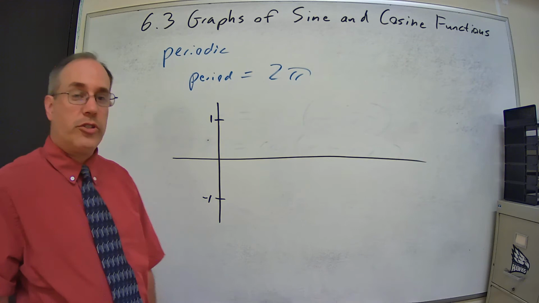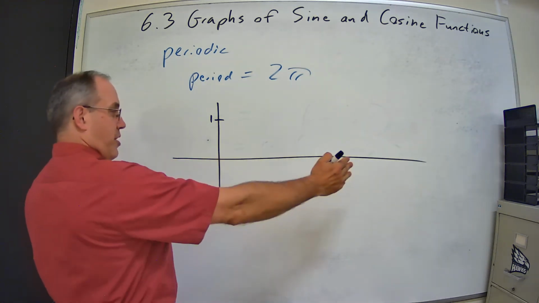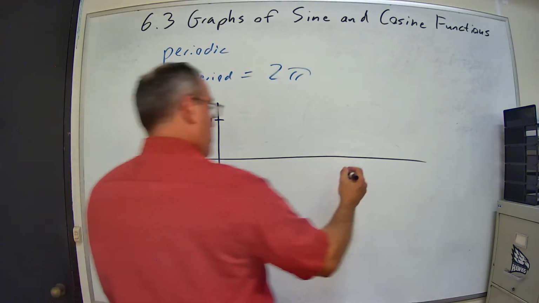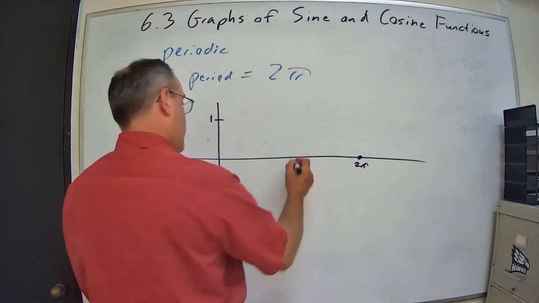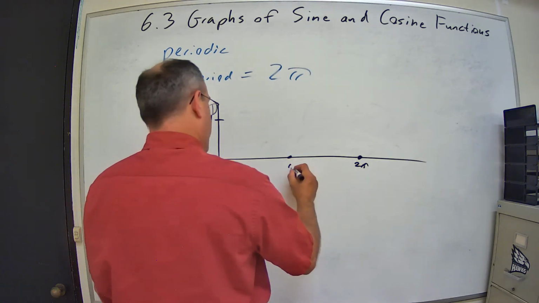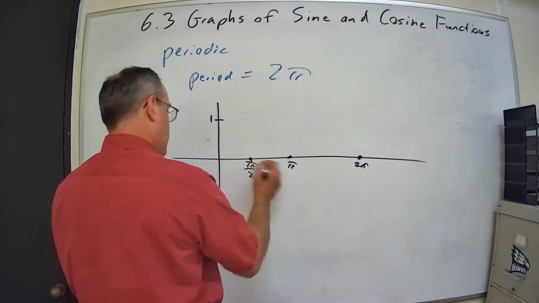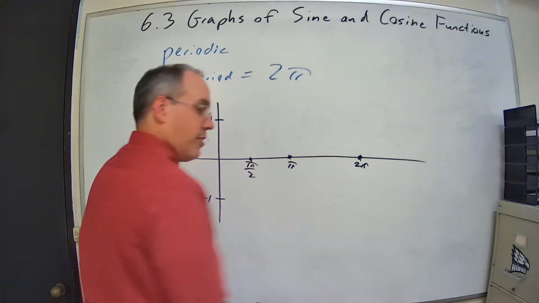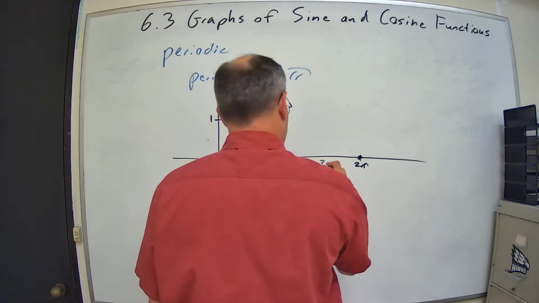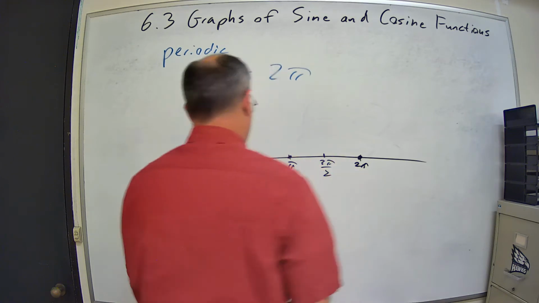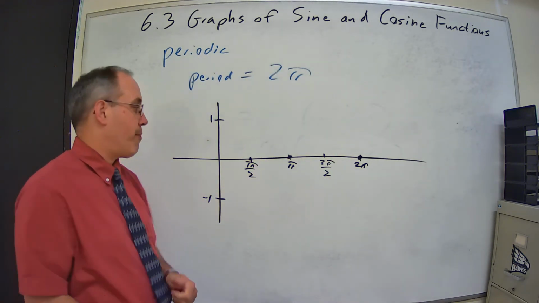Now the sine function, remember that it has a period of 2 pi, so I'm going to come out here and make that 2 pi. Halfway to that is pi. Halfway to that is pi over 2. Let me just put little lines instead of dots necessarily. And then halfway between pi and 2 pi is 3 pi over 2.